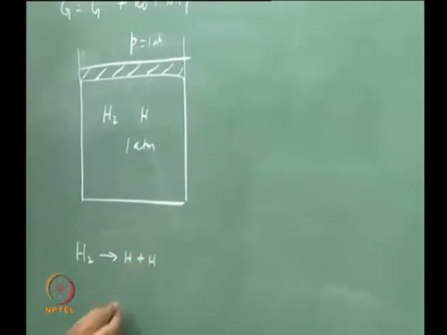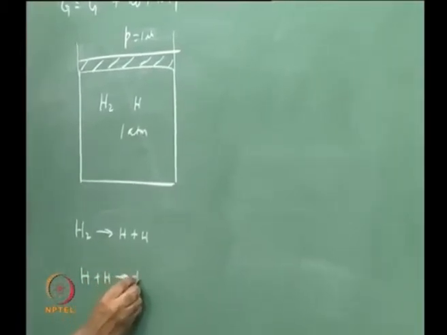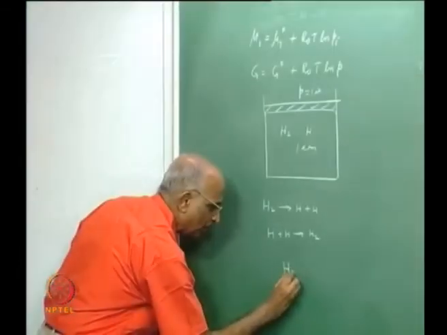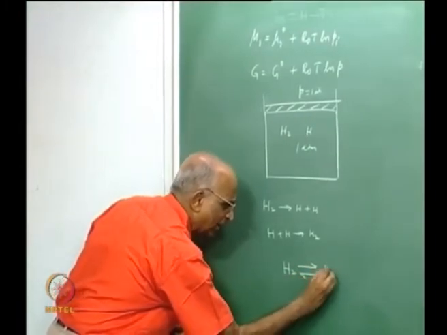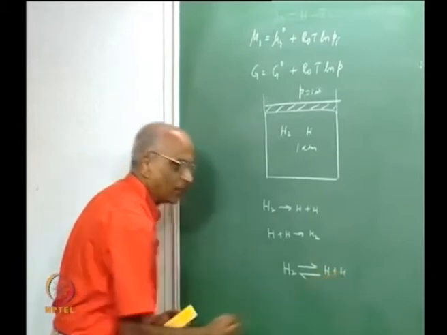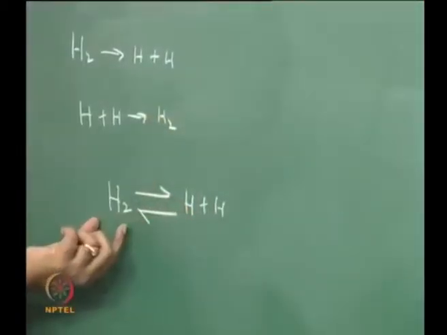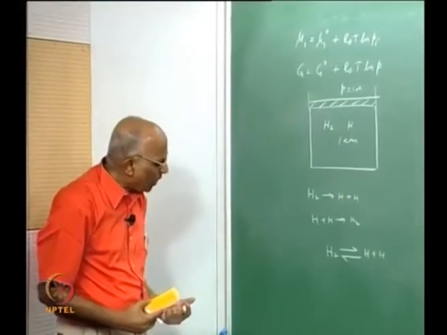But at high temperature, H plus H is also going to combine to give me hydrogen. Therefore, I should be able to write this equation as H2 going in the forward direction, and in the reverse direction H plus H coming back as H2. What is my aim? To find out how much H and how much H2 there is in this particular gas. This is what I want to do. How do I do this?